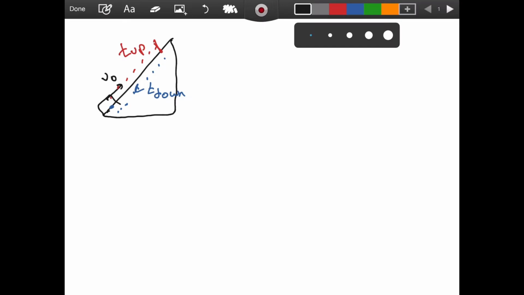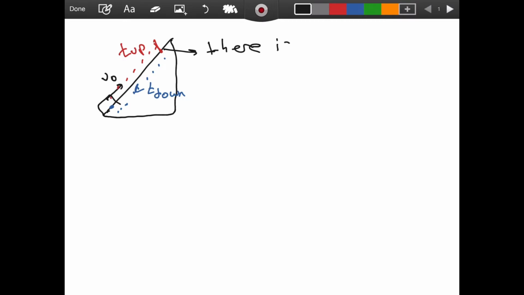And provided, very importantly, there is friction. So this is not a frictionless inclined plane. This is a problem where we have friction. You may want to stop the video and think about it a little for a couple of minutes if you want. And if you're ready, let's get started.